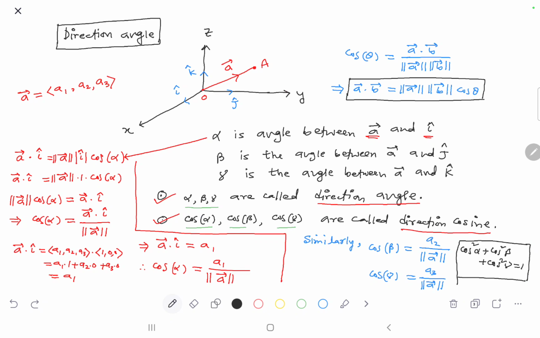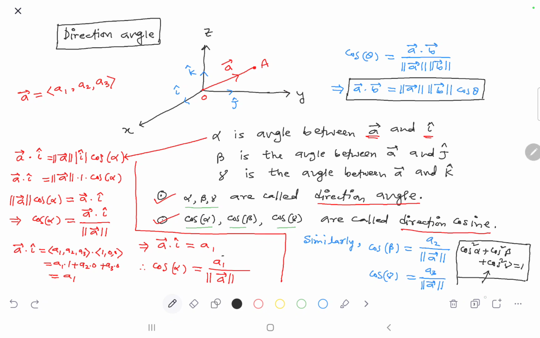Oh, okay, Mayan. If you take any vector, it is true because you have the formula: cosine alpha is a1 by this, cosine beta is a2 by this, cosine gamma is a3 by this. If you square and sum them, in the numerator you get a1 square plus a2 square plus a3 square, and in the denominator you get magnitude square, which is nothing but a1 square plus a2 square plus a3 square. Both cancel out, giving 1, right? So cosine alpha square plus cosine beta square plus cosine gamma square equals 1. Got it, Mayan? So this is the property.